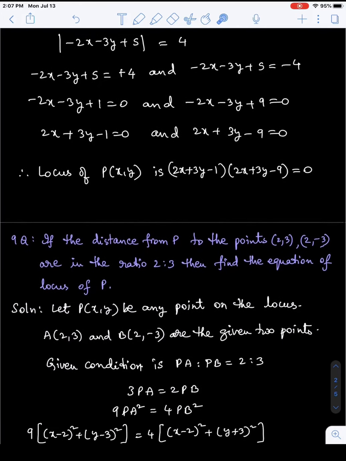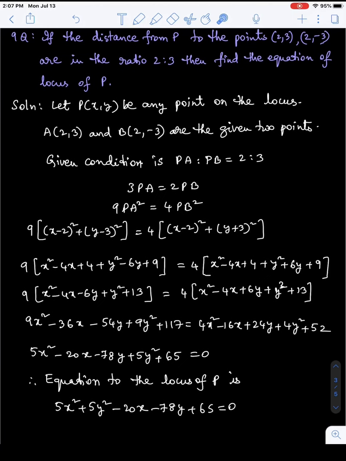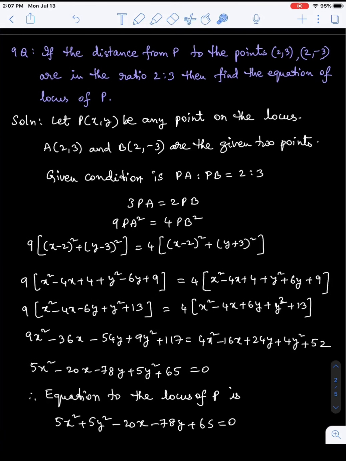And now the 9th problem. If the distances from P to the points 2, 3 and 2, minus 3 are in the ratio 2:3, then find the equation of the locus of P. Here, the first step is the same. Let Pxy be any point on the locus. The second step is the given points. There are 2 points given, 2, 3 and 2, minus 3. Assume them as A and B. A 2, 3 and B 2, minus 3 are the 2 given points.